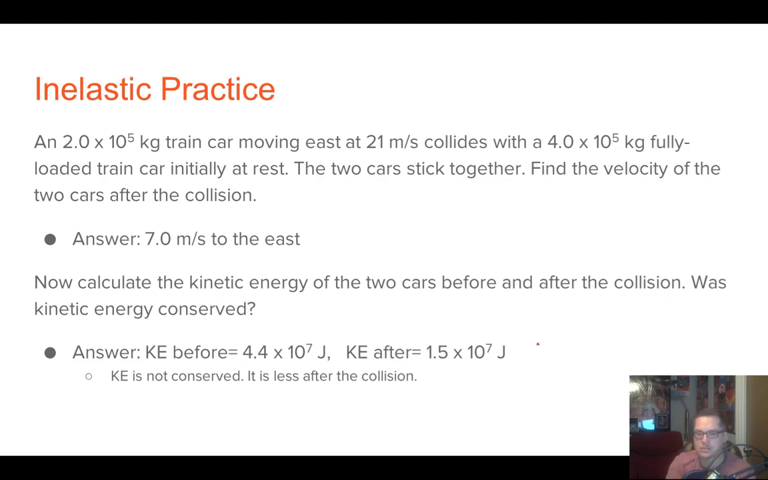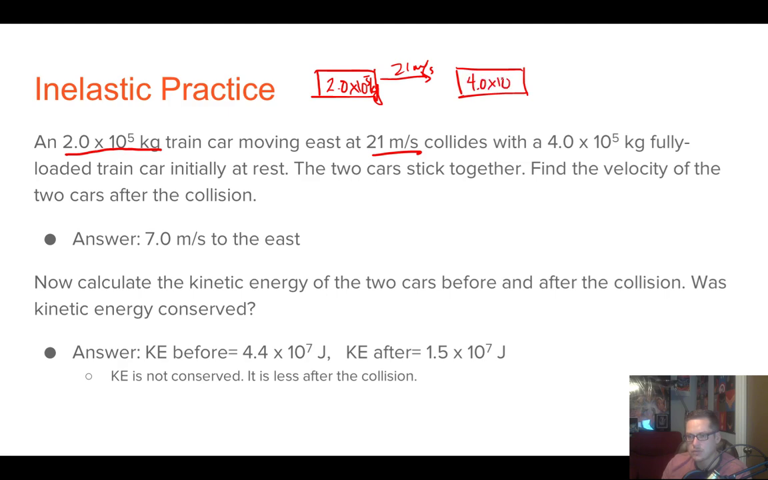Okay, so let's do a couple problems here. All right, so we've got a 2.0 times 10 to the 5th kilogram train car moving east at 21 meters per second, collides with a 4.0 times 10 to the 5th kilogram fully loaded train car initially at rest. The two cars stick together, so we've got one guy here, and he's 2.0 times 10 to the 5th kilograms, right? And he's going this way at 21 meters per second. And then he hits another guy that's 4.0 times 10 to the 5th kilograms, right? At 0 meters per second, right? And the two cars stick together. Okay, find the velocity of the two cars after the collision.